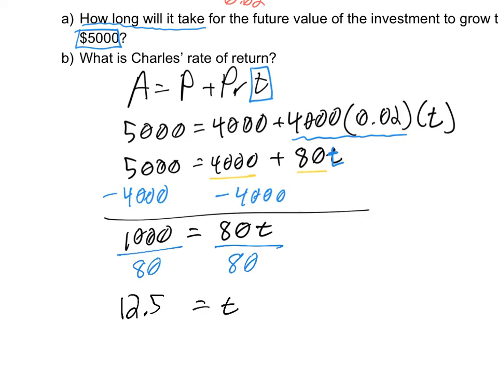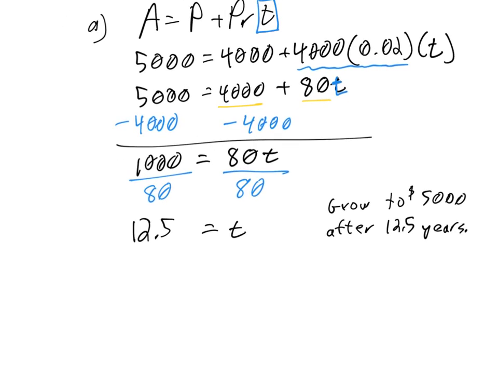So how long will it take for this investment to grow to $5,000? It will grow to $5,000 after 12.5 years. So remember that T is always measured in years, or 12 years and 6 months if you prefer. So that's our answer for part A. Let me put the A up here. Now let's go on and look at B.